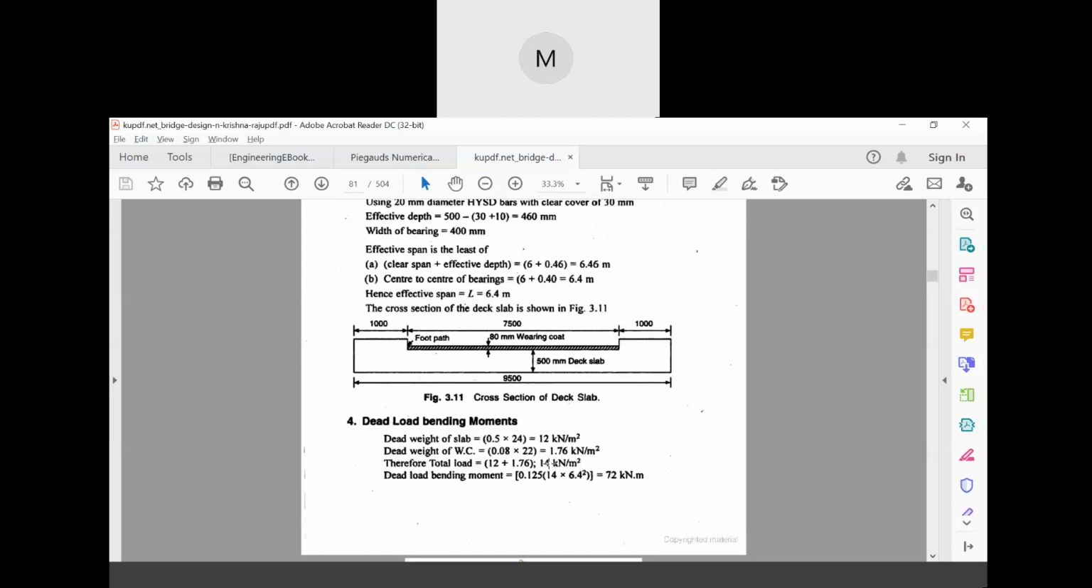Now, the effective span is L equal to 6.4 meter, right? The load is given as 14 kilonewton per meter square. If we consider this as UDL, then we will be getting WL square by 8.